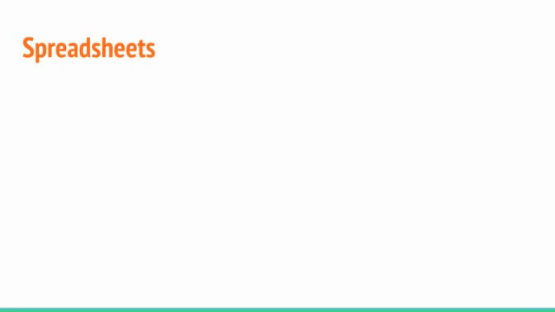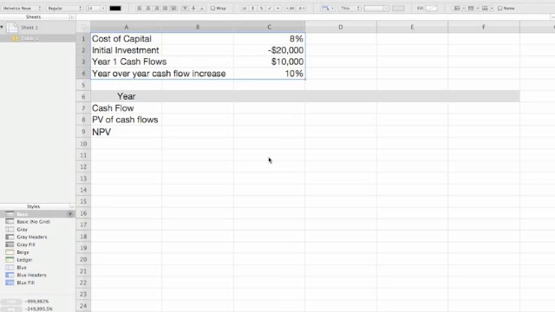Next, let's look at some spreadsheet tips. To illustrate some spreadsheet tips, I'm showing you a simple capital budgeting problem. In this case, I'm using Numbers on a Macintosh, but any of these tips will be equally as relevant using Microsoft Excel or the spreadsheet in Google Docs.